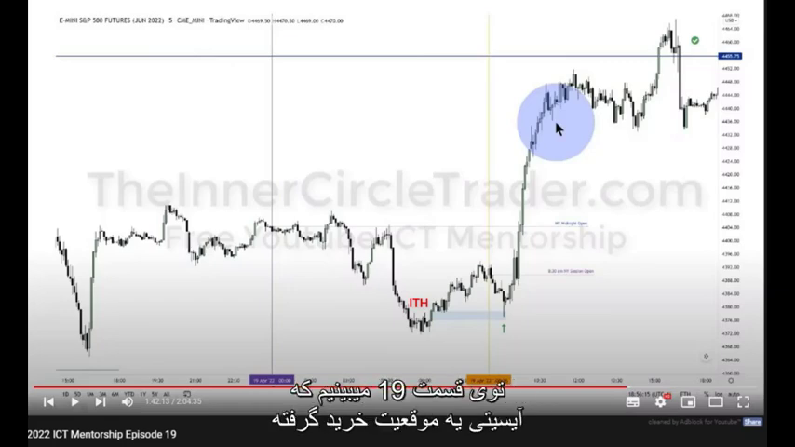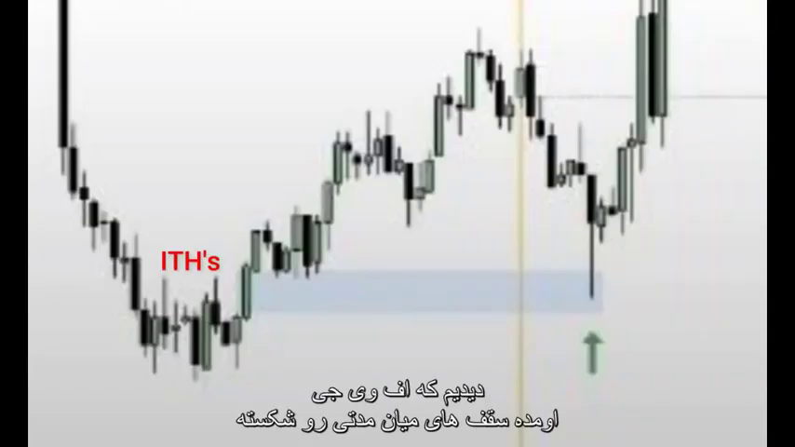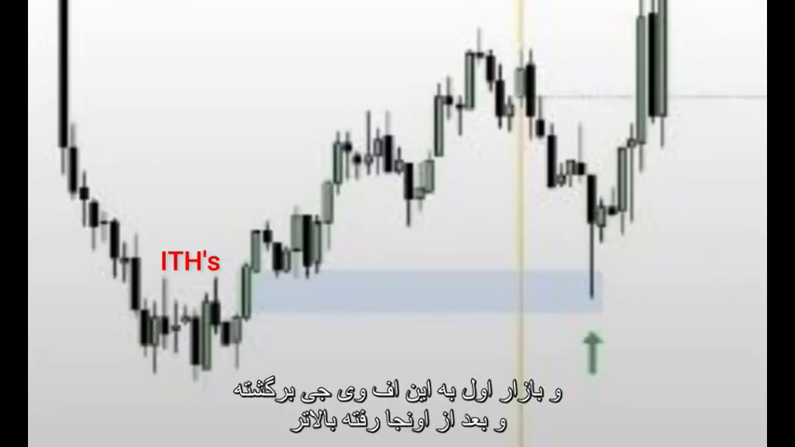In episode 19, we can see that ICT took a long opportunity. We had a bullish narrative in play. We saw that a fair value gap broke intermediate term highs. What did the market do? It returned back to this fair value gap before going higher.